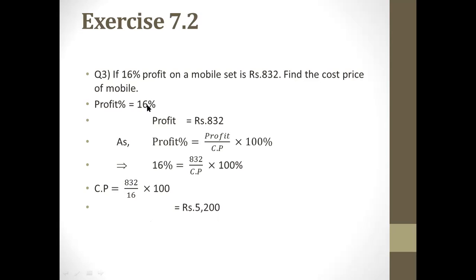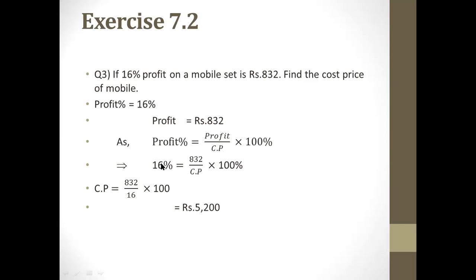Again, profit percent is given as 16%, the mobile set price is given, profit is given as 832, and you have to find the cost price. The formula is profit percent equals profit divided by cost price multiplied by 100%. This is the profit percentage formula. So profit percent is 16%, you put it here. Profit is given as 832, you put it here. Cost price is what we are going to find, so as it is, multiplied by 100%.